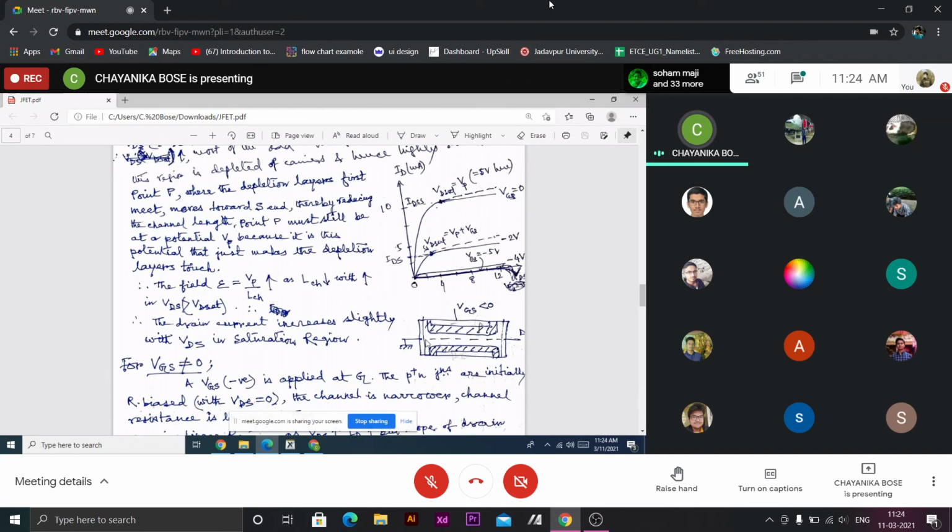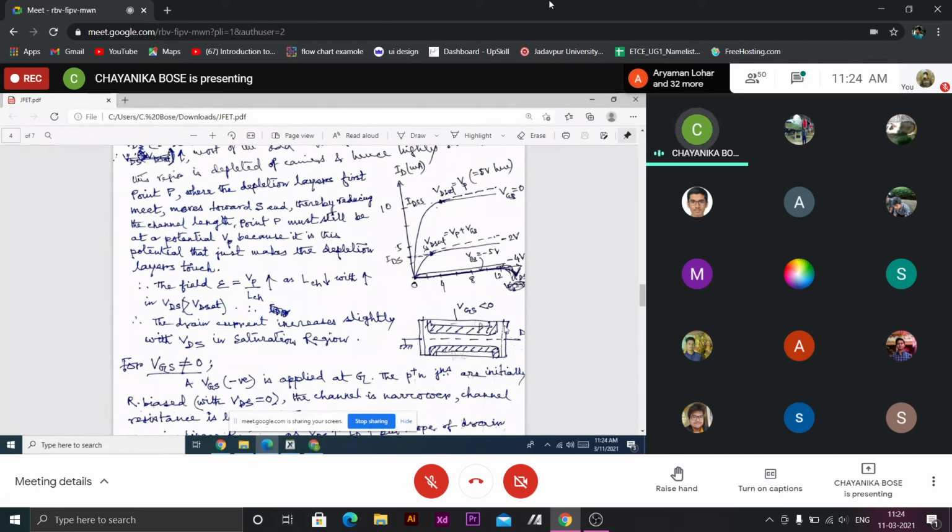At the source end, the reverse bias is basically minus 2. If the P plus region is getting minus 2 and the channel region is 0, the reverse bias is minus 2. But at the drain side, if it is plus 2 volt, then the P plus gate is getting minus 2 and the N channel is getting plus 2. So effectively the reverse bias is 4 volt. So the junction depletion region will extend on the drain side.